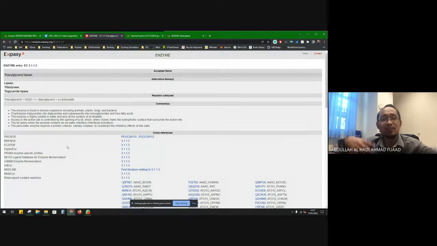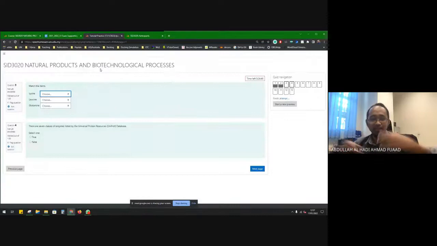But I do give you an option to open this and find the information if you choose to. So you can find the information, limited of course, but at the same time you need to spend time to find it, so you might not have enough time to answer all questions. So it's up to you on which option you're going to choose.